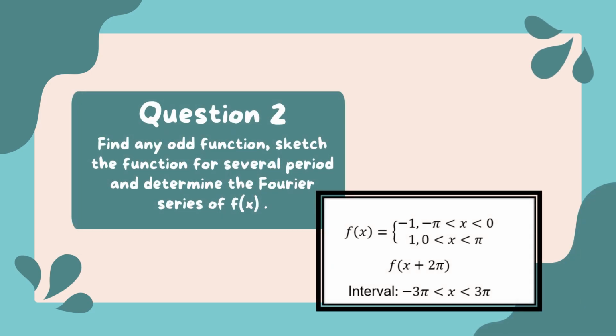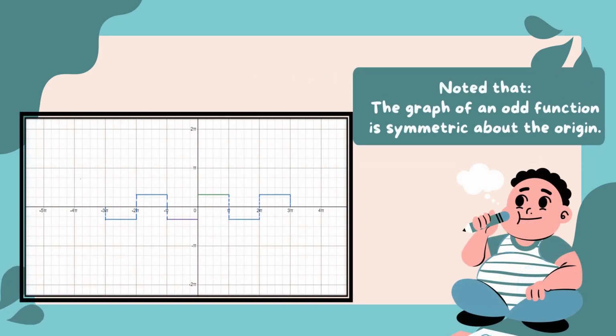Question 2: Find any odd function, sketch the function for several periods and determine the Fourier series of f(x). So this is the graph of an odd function, and as you can see, it is symmetric about the origin.